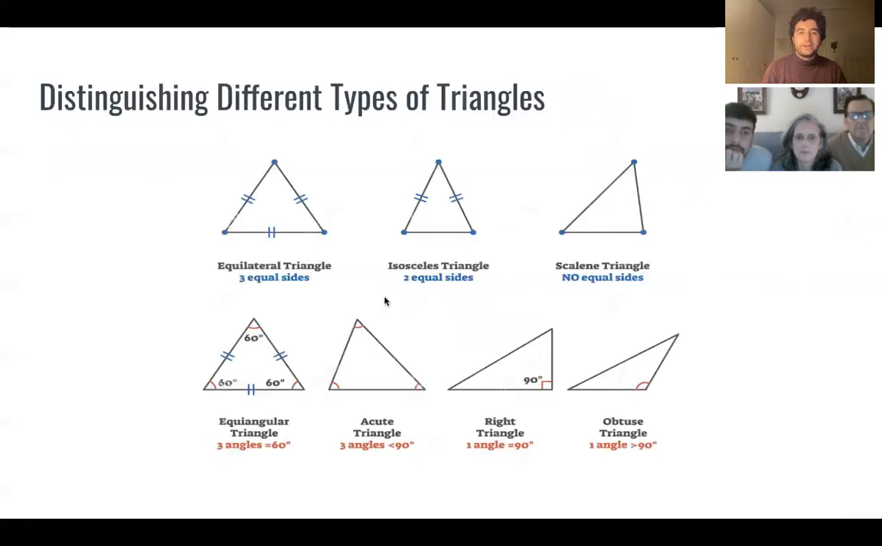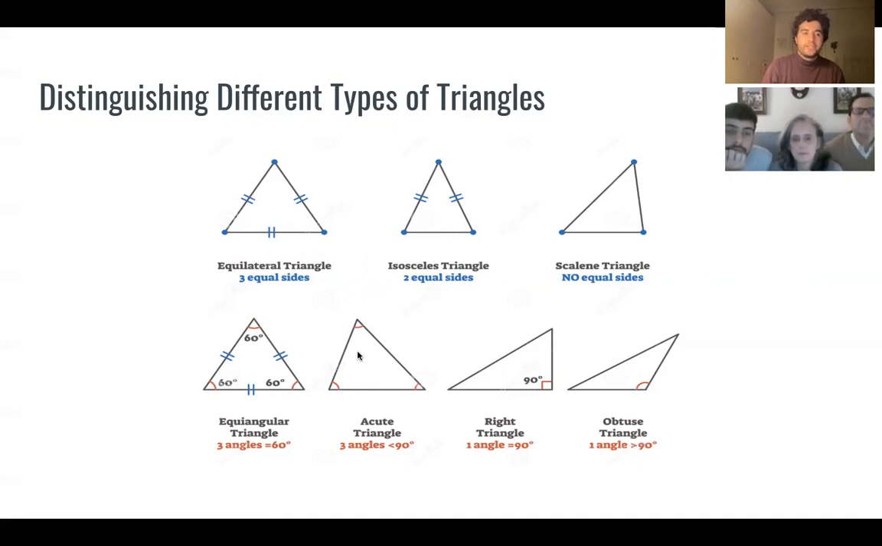Next, I'm going to teach you how to distinguish different types of triangles. So as you can see, there are some blue triangles with blue dashes and some red triangles with red semicircles and squares. The dashes represent when there are 2 or 3 sides of a triangle that are equal, and the squares, or the square and the semicircles, represent the angles on the inside of the triangle.